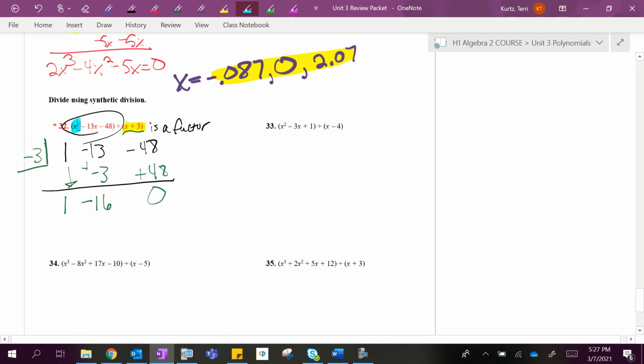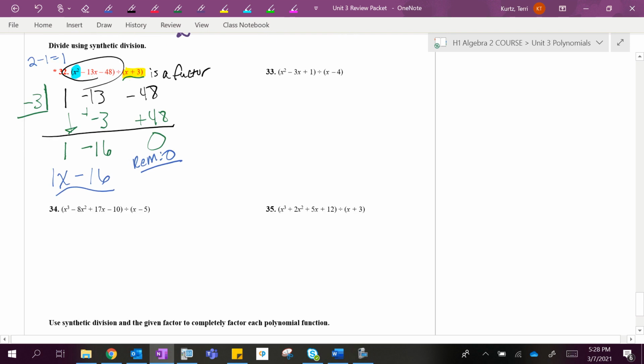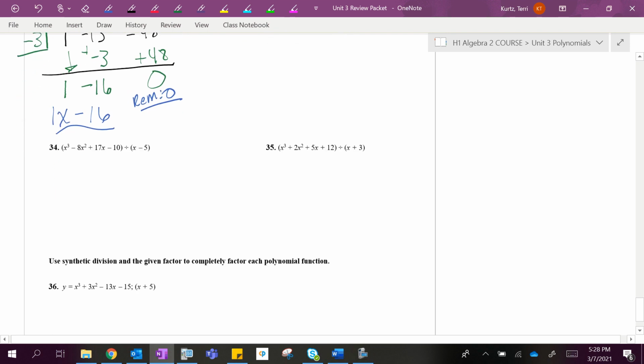And when I build my resulting equation, again, I started with an x squared. My answer is going to be 1 less than that degree. So I'm going to start with x to the 0. Sorry. I'm going to start with x to the first. So this 1 is my coefficient for x to the first, and I just get a constant, x minus 16, and I get a remainder of 0. Okay. Now I did talk about being careful if an x term was missing, and it looks like none of these are actually missing a term, so you won't have to be too concerned about that.